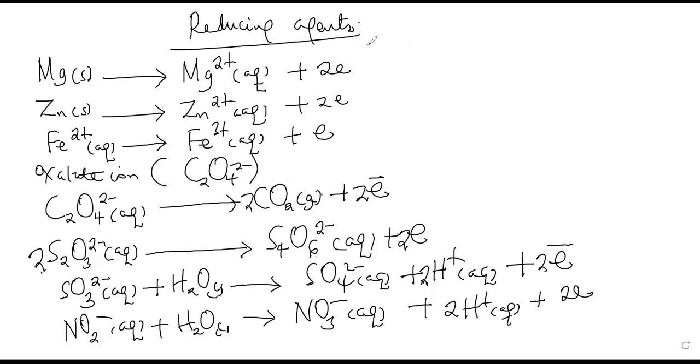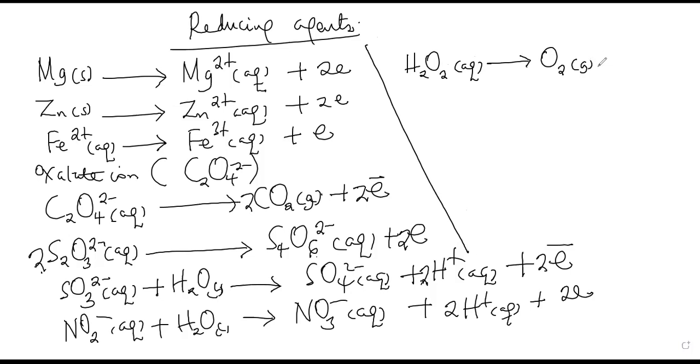We've got what we call the hydrogen peroxide. Also, we've looked at in the previous, when hydrogen peroxide is acidified, it acts as an oxidizing agent. But when it is just hydrogen peroxide, it acts as a reducing agent. So hydrogen peroxide is oxidized to oxygen and hydrogen ions, of course, and electrons.